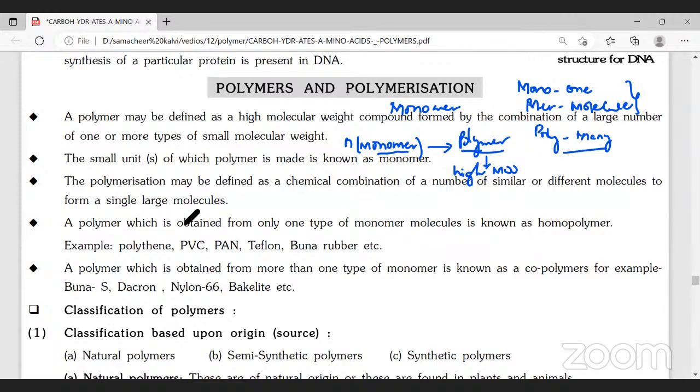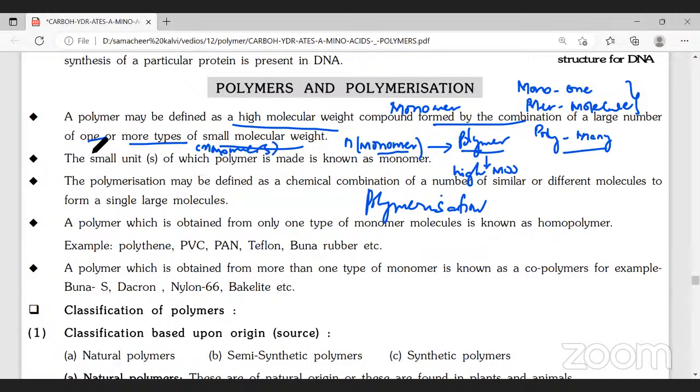Now, the process in which a polymer is prepared is called polymerization. There are different types of polymerization and different types of polymers, all that we're going to learn now. Firstly, what is the definition of a polymer? A polymer is defined as a giant molecule with very high molecular mass, formed by the combination of a large number of one or more types of small molecules. When we say small molecules, they are nothing but monomers.